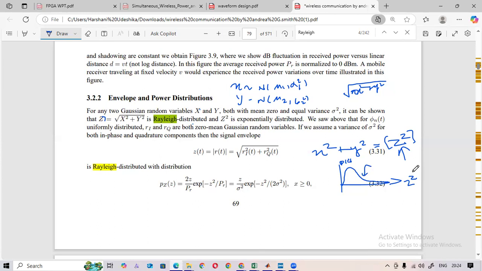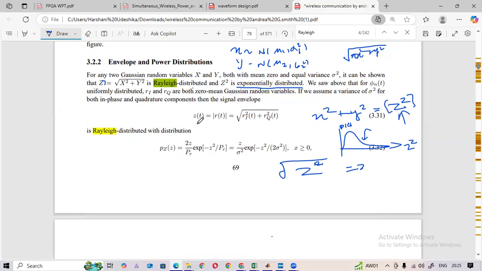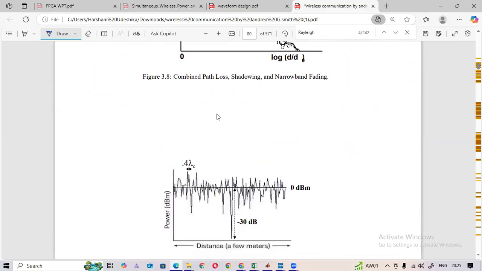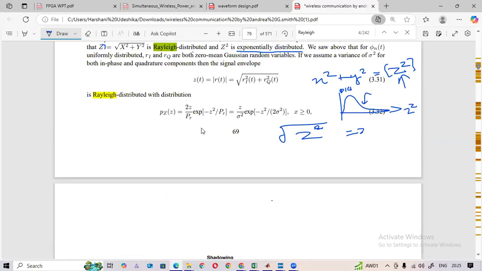So this is the Rayleigh distributed graph, okay. And if you get the square root of this, okay, Z square root, that is the Z, that means square root of this x square plus y square, okay. So it will be an exponential distributed signal, okay. So just see them, okay. And this is the PDF probability for exponential signal, okay, this one or this one, okay.